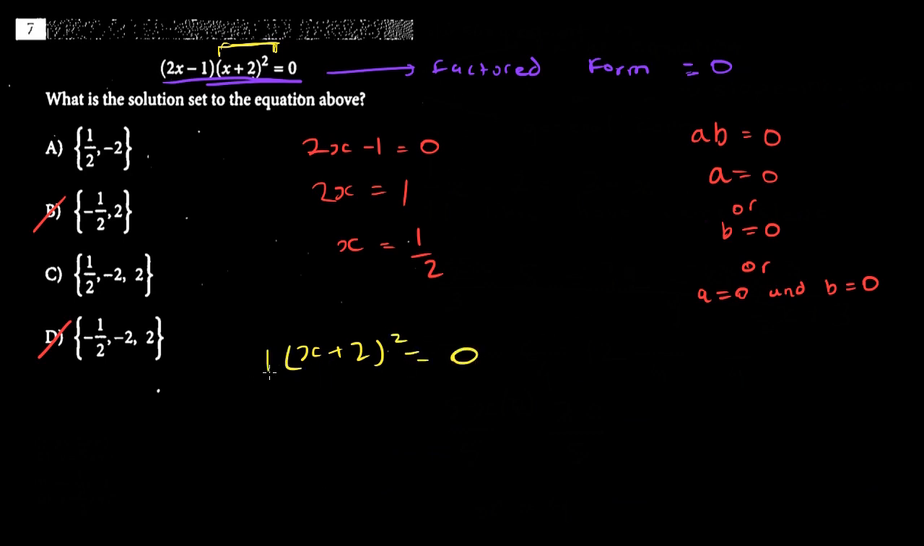To get rid of the square, I root both sides, right? And so when I root 0, it just stays at 0. But when I root this, I get rid of the square too. And so x plus 2 equals 0. And so I take away 2 from both sides, and so x equals minus 2.